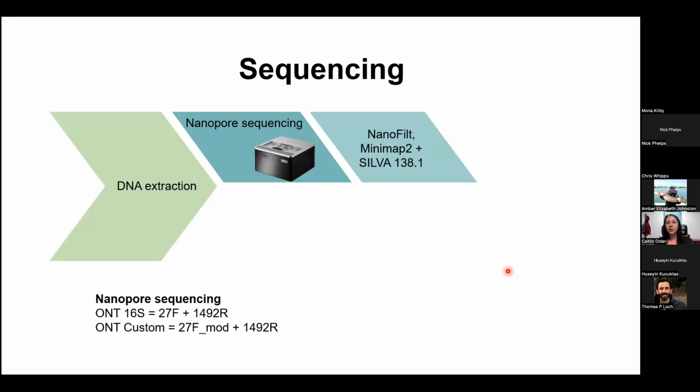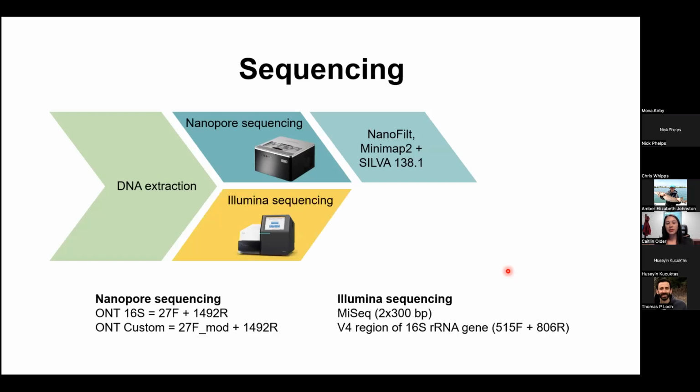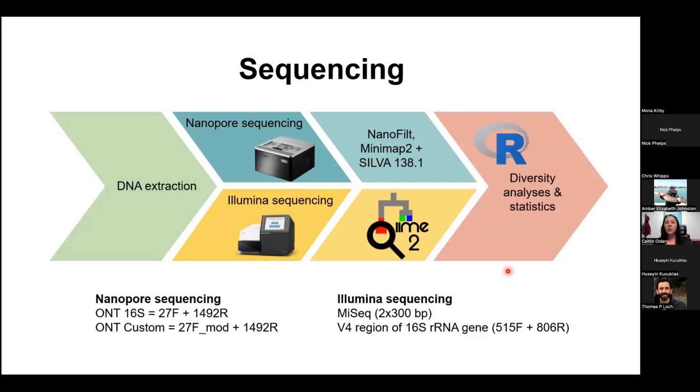The data that resulted from this were filtered with NanoFilt, and then I got taxonomic assignments by using Minimap2 and the Silva 138.1 release. The DNA was also used for Illumina sequencing on an Illumina MiSeq using 2x300 paired end sequencing chemistry on amplicons of the V4 region of the 16S rRNA gene using the primers 515F and 806R. The resulting data were first pre-processed in QIIME2, and then the data from both the nanopore and Illumina sequencing were imported into R, where all of the diversity analyses and statistics were performed.